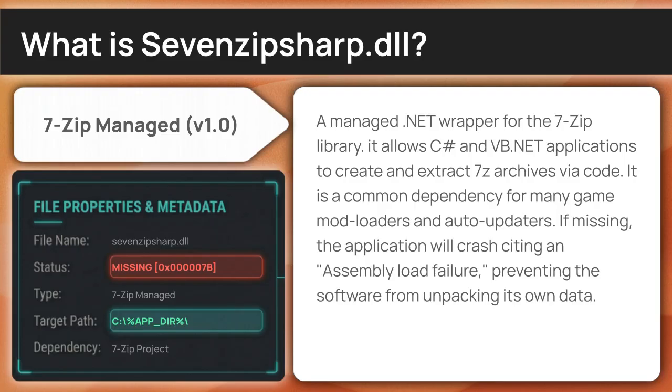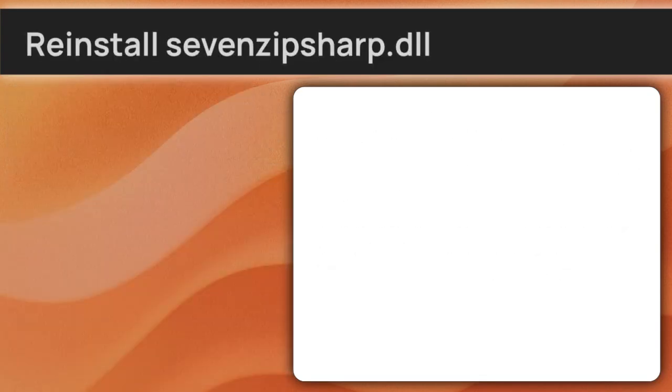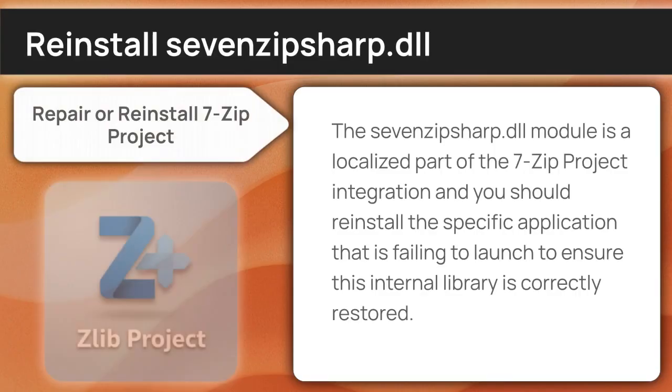With that context in mind, our first logical step is a clean reinstallation. The SevenZipSharp library DLL module is a localized part of the 7-Zip project integration, and you should reinstall the specific application that is failing to launch to ensure this internal library is correctly restored.